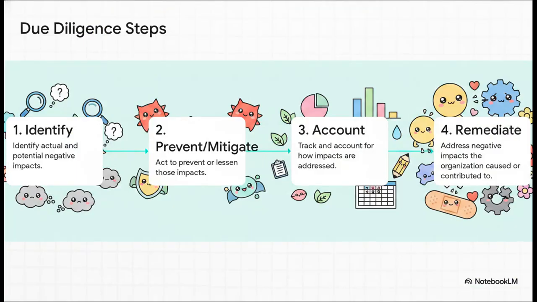And that process has some pretty clear steps. First, you've got to identify your negative impacts. Then you have to actually do something to prevent or reduce them. You also have to track what you're doing and be open about it. And finally, and this is so important, if you caused harm, you have a responsibility to help fix it. That's what remediation is all about.